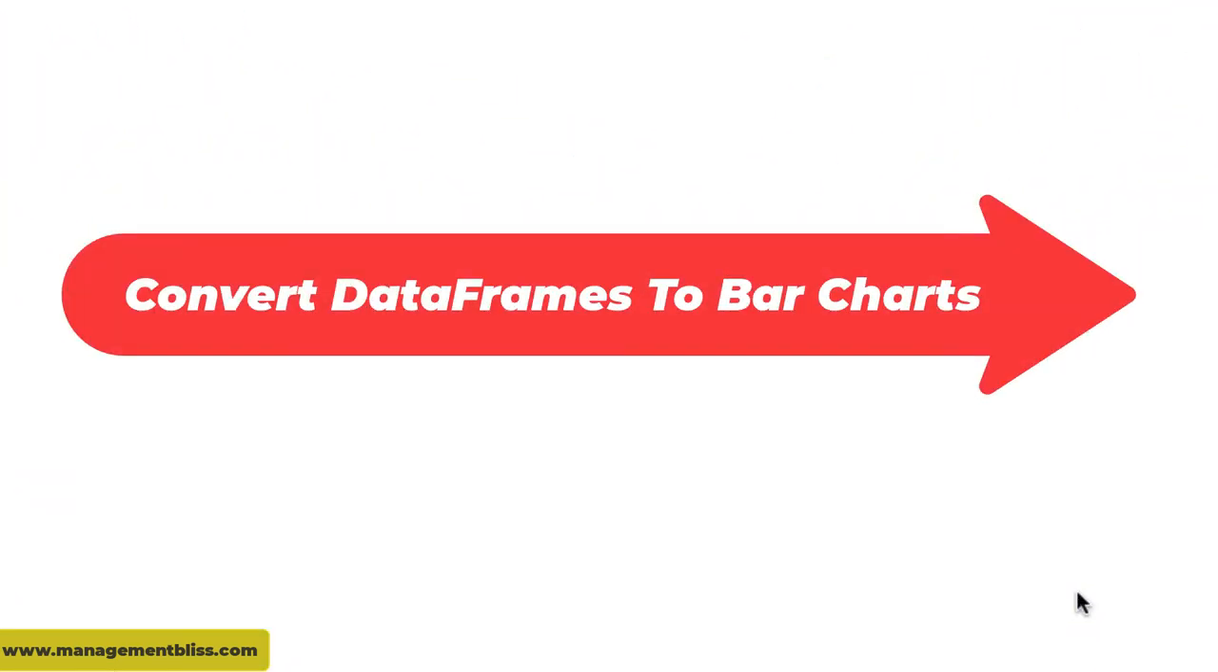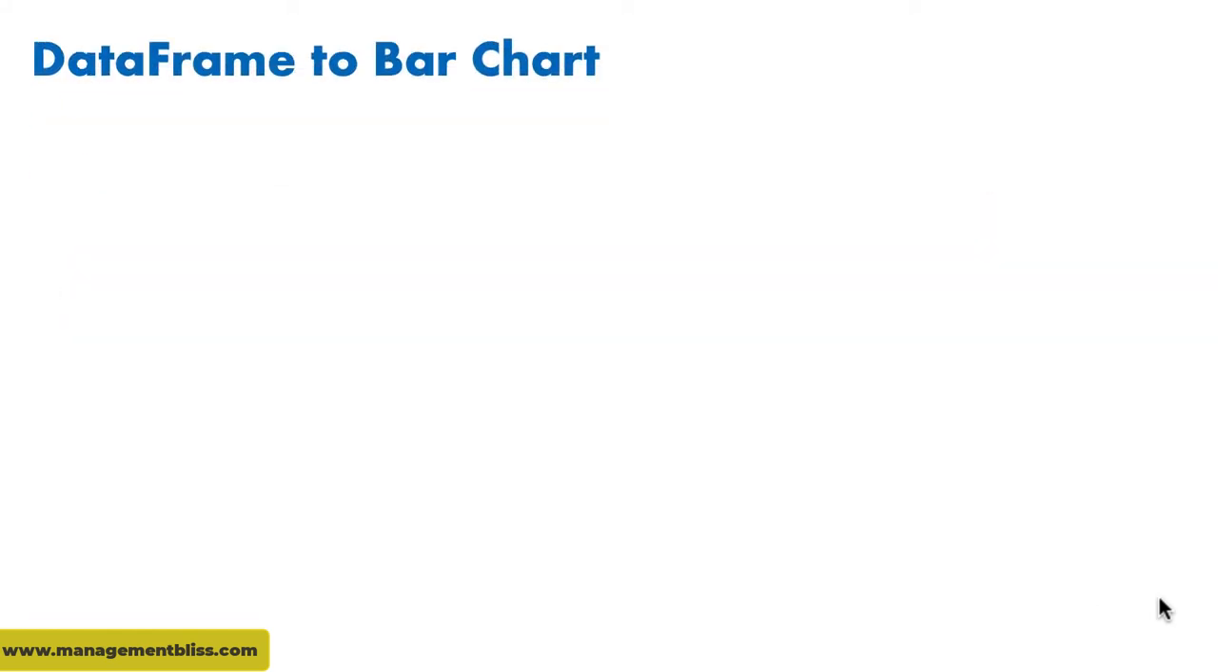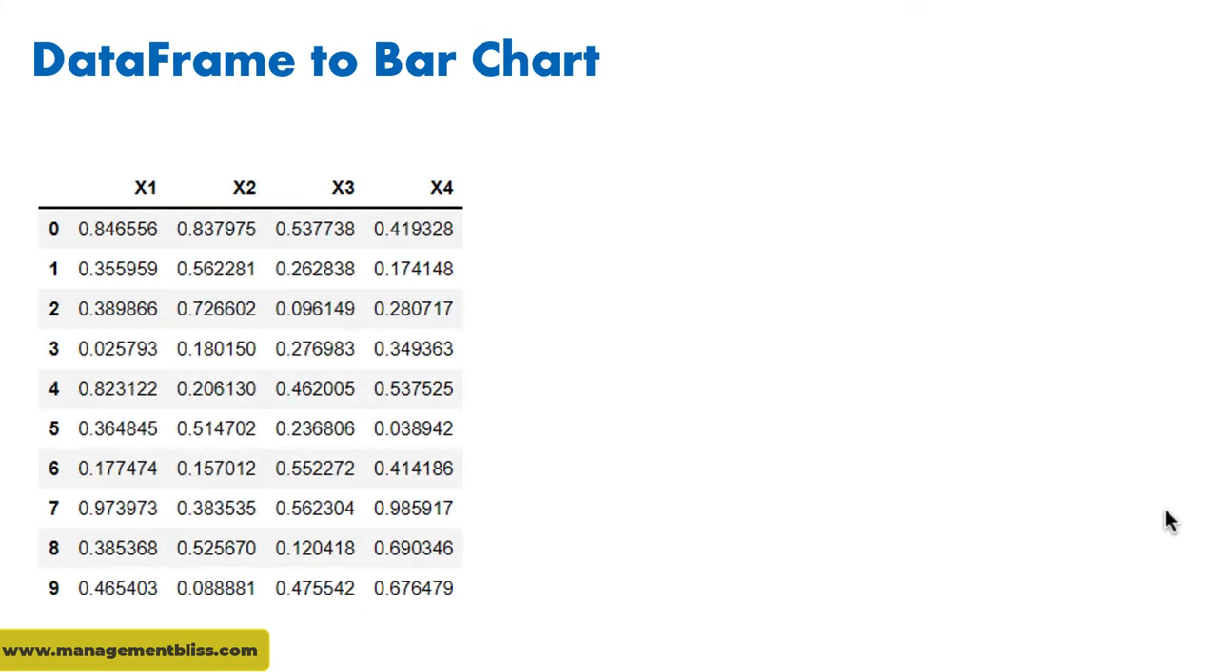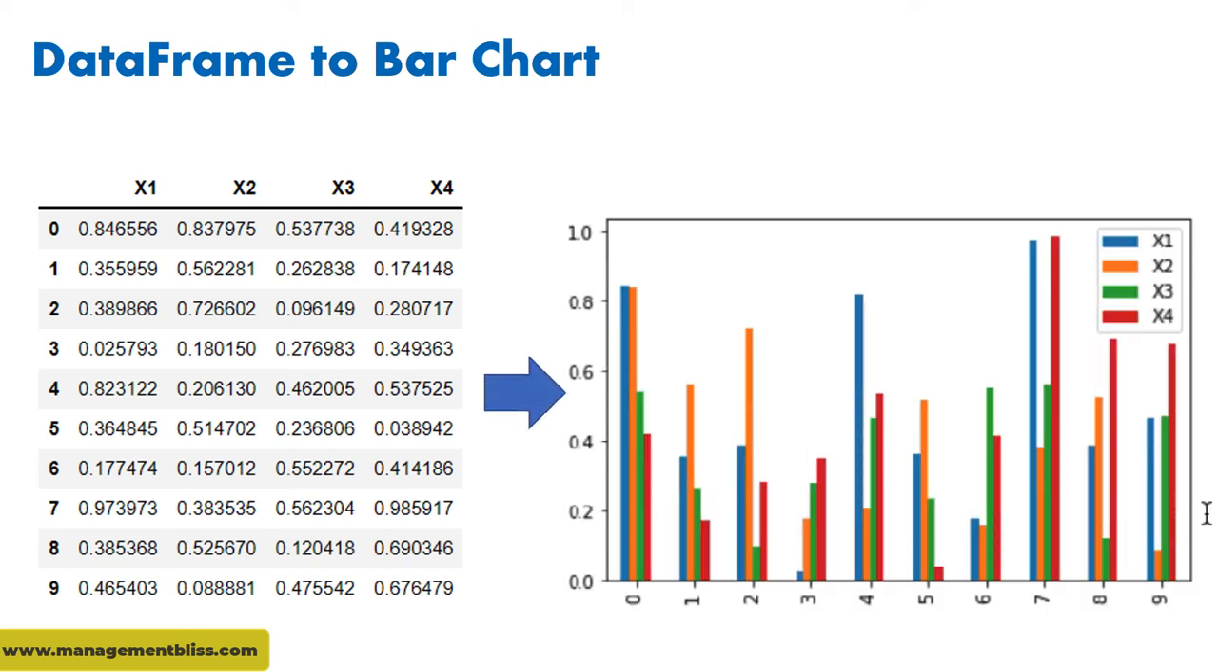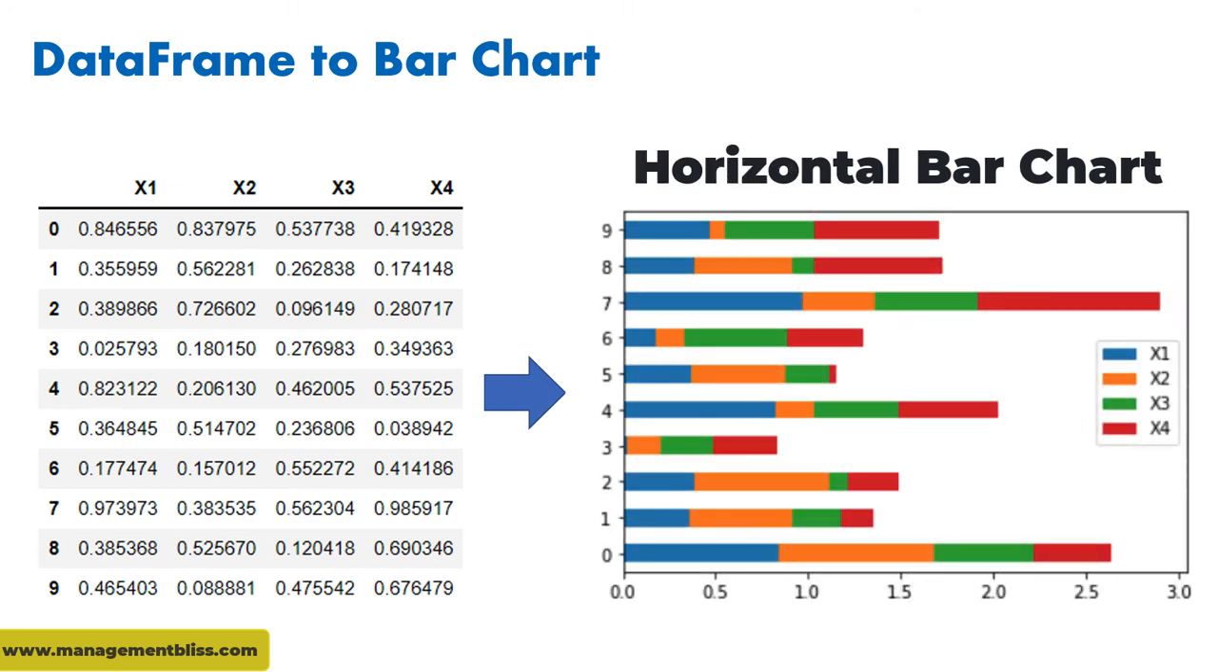In addition to line charts, we can also convert a data frame to a bar chart, and that too with a single line of code. Let's take the same data frame and let's convert it into a bar chart. This is a vertical bar chart. Here we plotted each column as a separate color bar in the chart. Again, with small tweaks in the parameters, we can convert the data frame into a horizontal bar chart as well. Something like this.